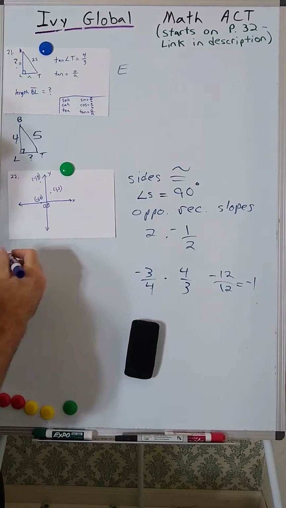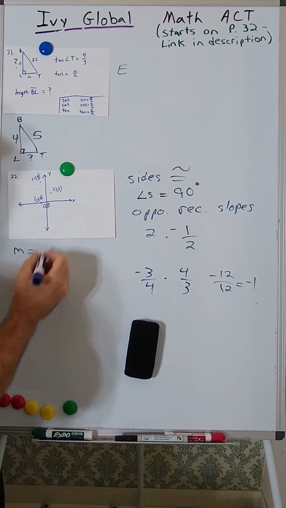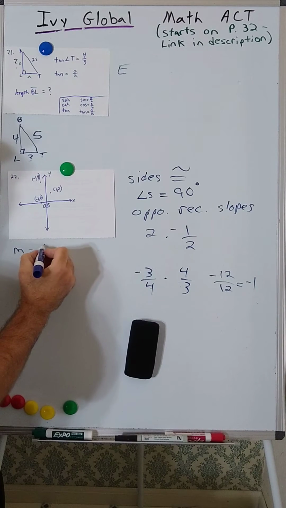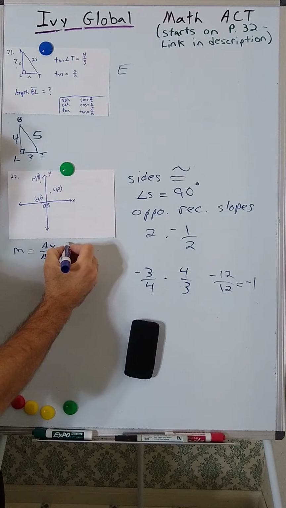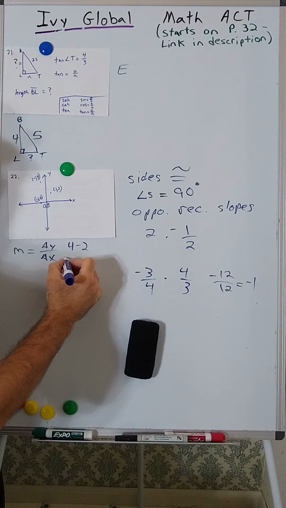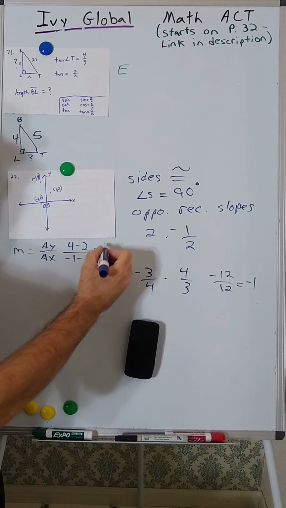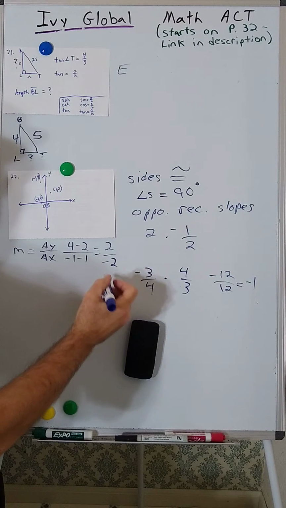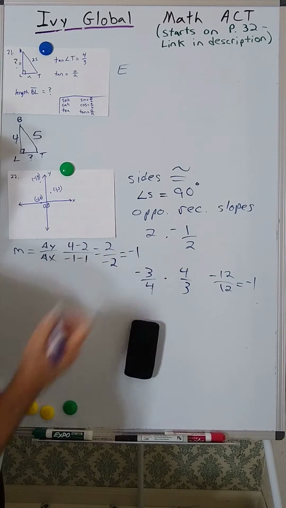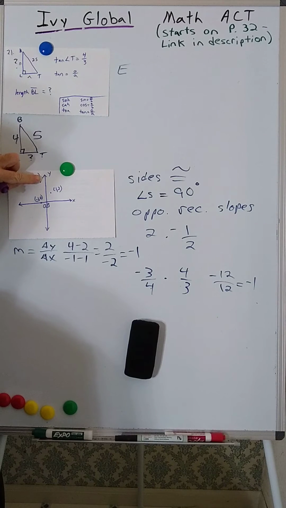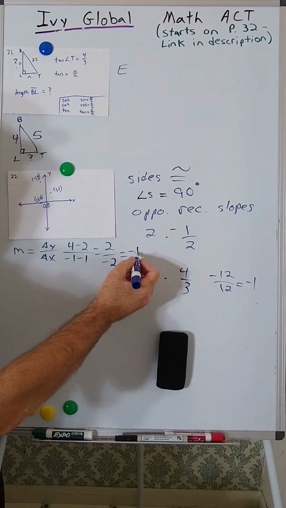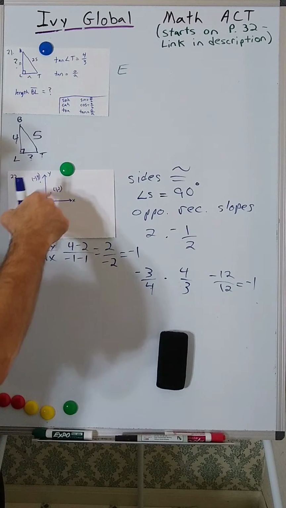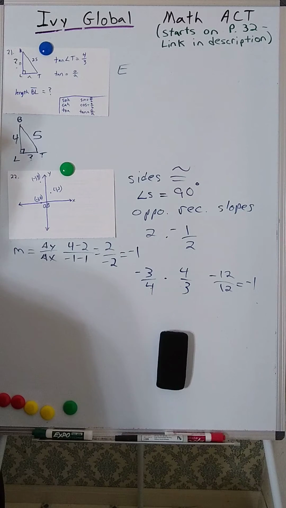What is the slope between these two? So here we find the change in y over the change in x. So we can go 4 minus 2, and then negative 1 minus 1, and we get 2 over negative 2, and that's equal to negative 1. All right, so the slope between these 2 points is negative 1. What's the opposite reciprocal of negative 1? Well, what times negative 1 equals negative 1? 1. So this is going to have a slope of 1 for these to make a right angle.